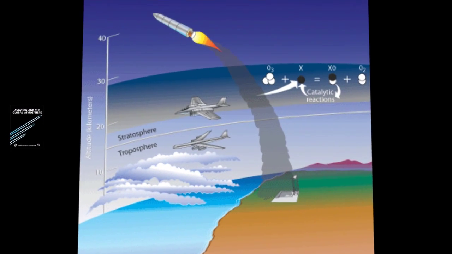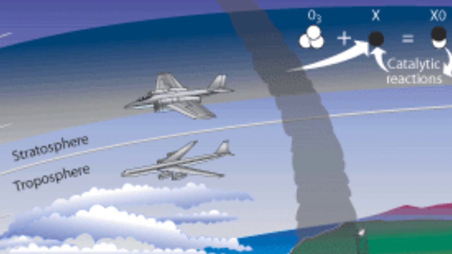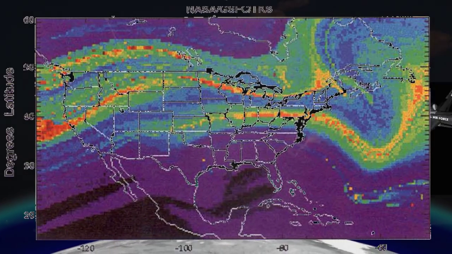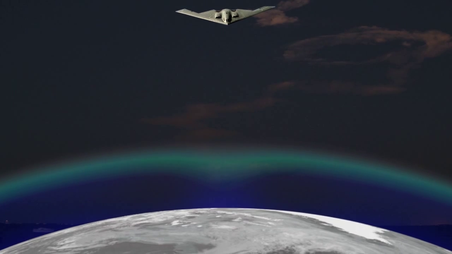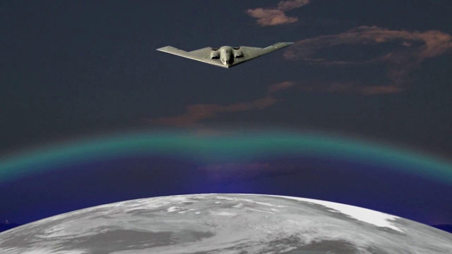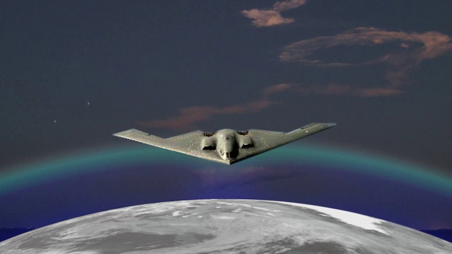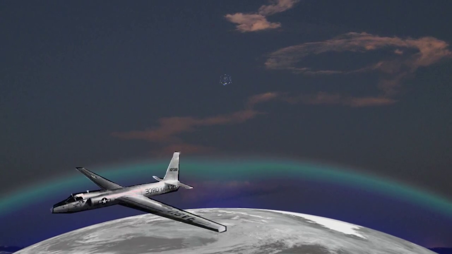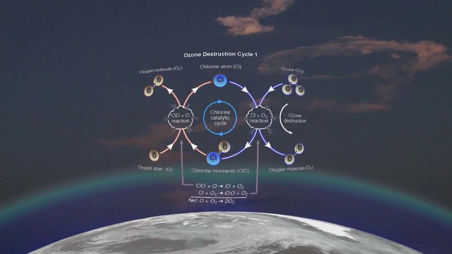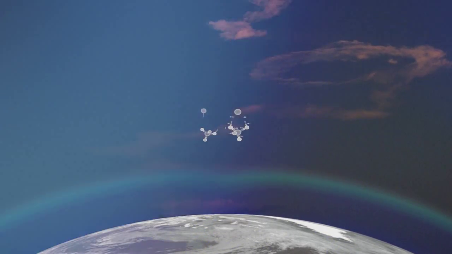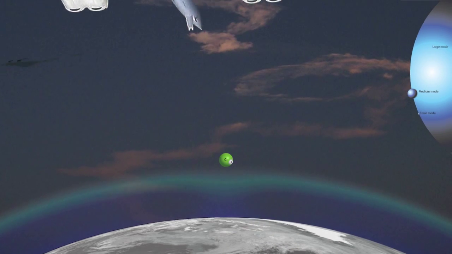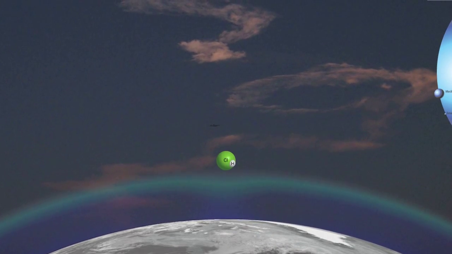Nitrogen oxides emitted by subsonic aircraft in the upper troposphere and lower stratosphere, 9 to 13 km above the surface, are expected to increase ozone and thereby decrease the amount of ultraviolet radiation reaching the surface. Emissions at this altitude are more effective at producing ozone in the upper troposphere than an equivalent amount of emissions at the surface. In contrast, supersonic aircraft cruise at higher altitudes of 17 to 20 km in the stratosphere.